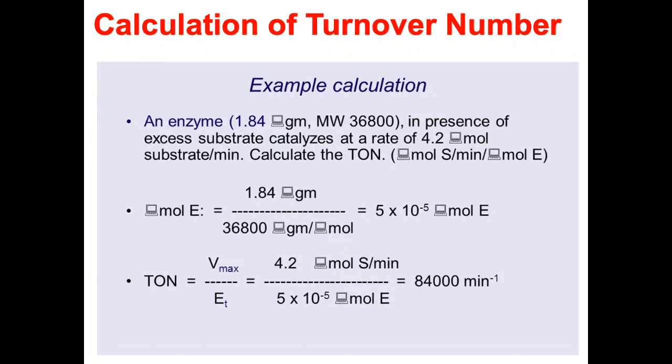So turnover number would be Vmax divided by enzyme. So this will be your 4.2 divided by 5 multiplied by 10 to the minus 5 that you have identified. Vmax is given here as 4.2. So 84,000 per minute is your turnover number.